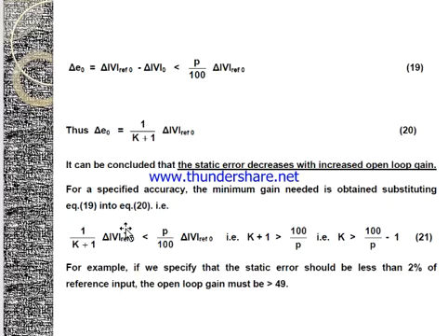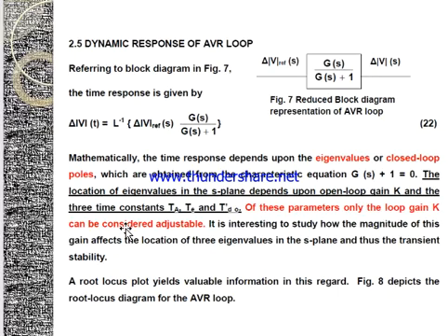For a specified accuracy, the minimum gain is needed, and this is obtained by substituting those two values. And obviously we can get that when the static error is less than 2% of the reference input, the open loop gain should be greater than 49. Next, let us see about the dynamic response of the AVR loop.